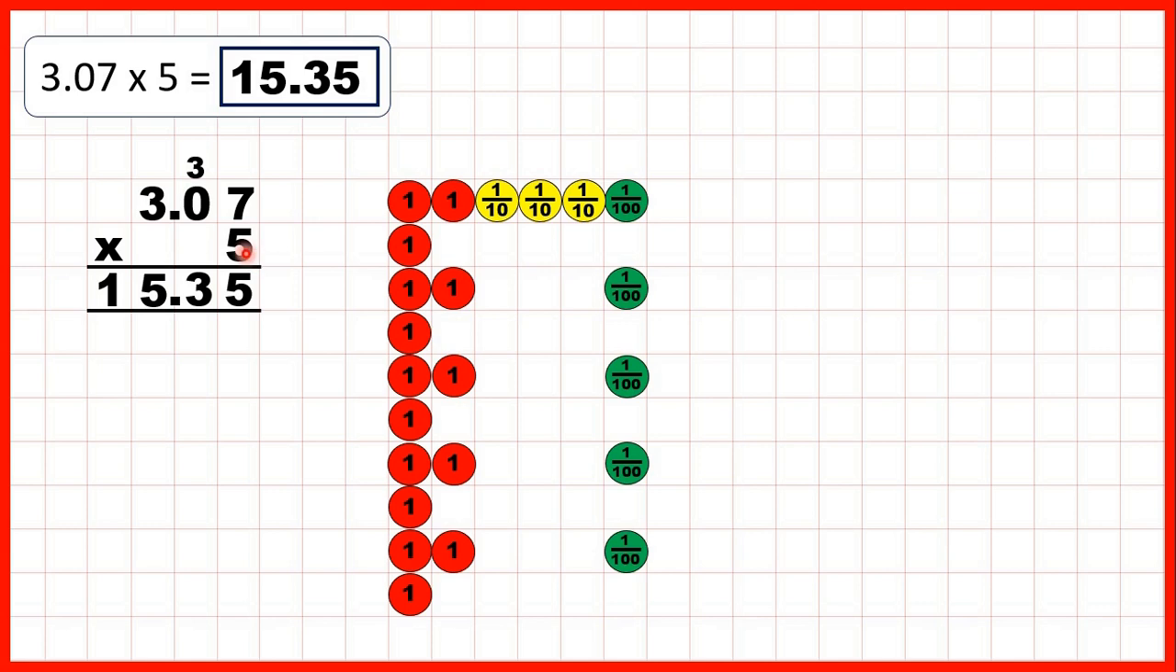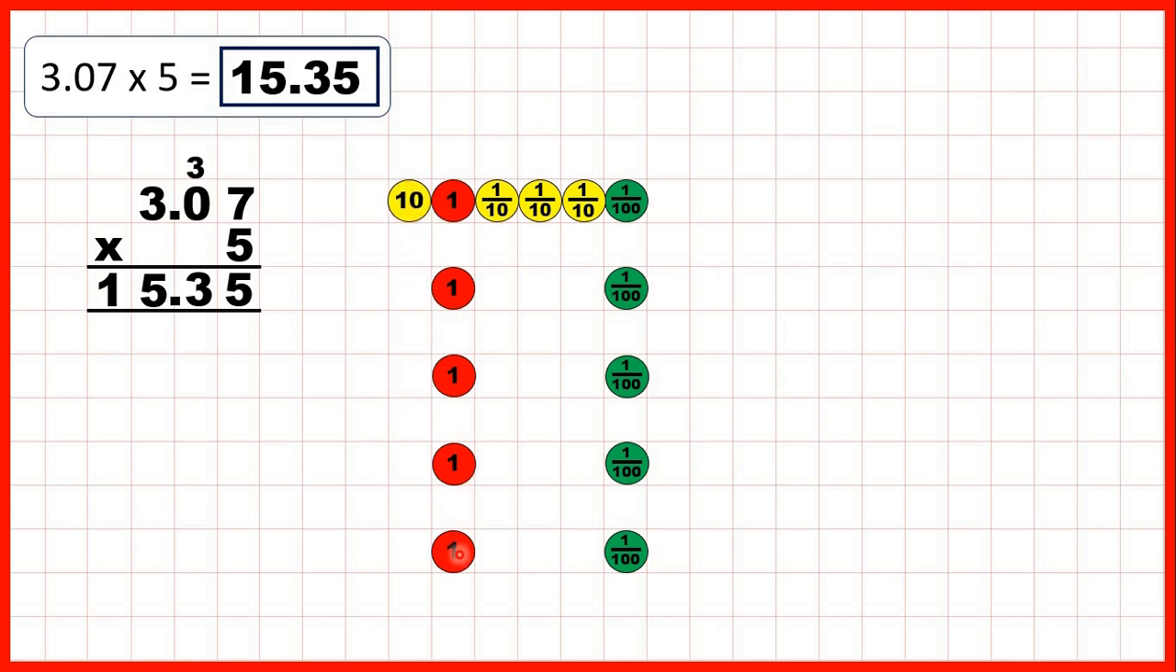Then 0 times 5 is 0, plus the 3 tenths that we made from multiplying our hundredths means we have 3 tenths in our answer. So finally, we just did 3 times 5 to get 15, and you can see that we have 15 ones, which is the same as 1 ten and 5 ones.